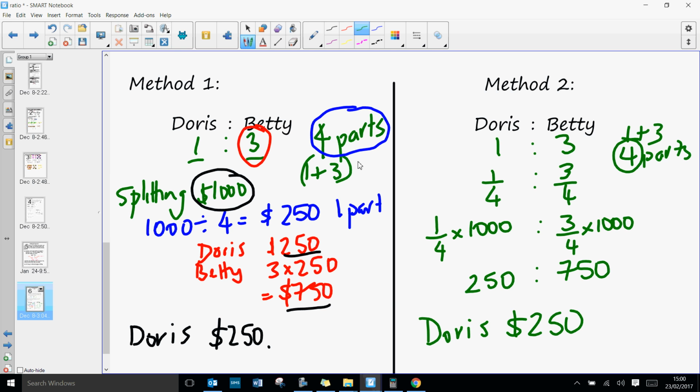You can do this in either of the methods, they both work. It's very important you understand how to get the number of parts, so you just simply add these ratios together. So the 1 plus 3 gave us the 4, and that's the most important part for both of them. As I said, the final check should be that your quantities add up to what you're actually splitting. So in this case, we were splitting $1,000.